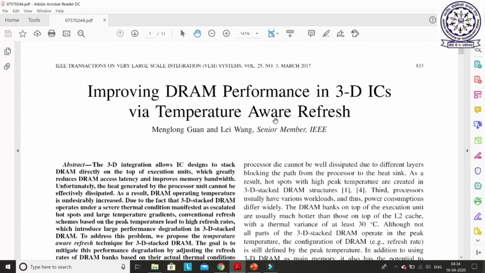So again, from the last three words of this title, you can understand that it's a refresh operation related paper of DRAM. Since last 1 week we are discussing how to reduce the overheads of refresh. So this is also a paper in the same line.